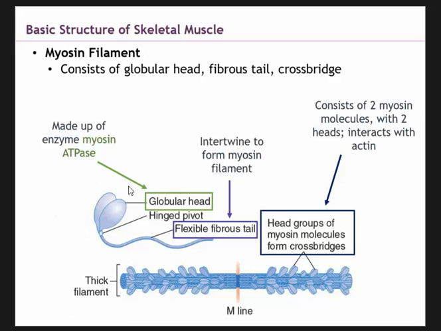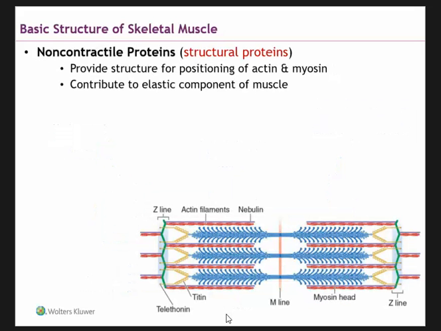We'll learn the process later, but just keep in mind that this head is going to attach to the active sites on our actin filament. When it attaches, it's going to pivot and pull the actin towards the M line. The M line is the middle of the sarcomere, so it's going to pull it towards the middle, and that's going to cause shortening of the muscle, and that's going to cause contraction. But don't worry, we'll learn about that process later.